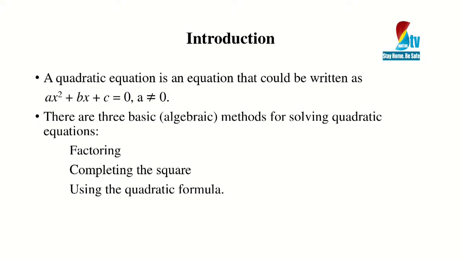A quadratic equation is an equation that can be written as ax squared plus bx plus c equals 0, and a should not be equal to 0, since if a is equal to 0, then we get a linear equation. So it is ax squared plus bx plus c equals 0. That's the general form of a quadratic equation. Today we'll be looking at the 3 basic methods for solving quadratic equations, which are factoring, completing the square, and the quadratic formula.